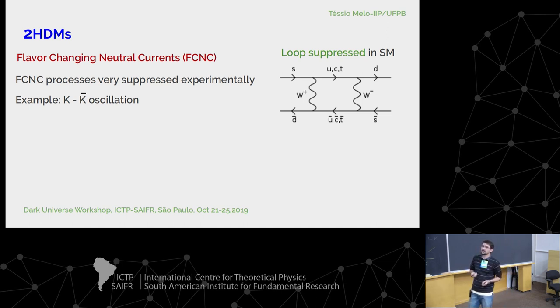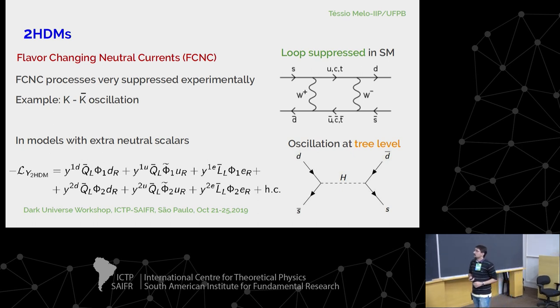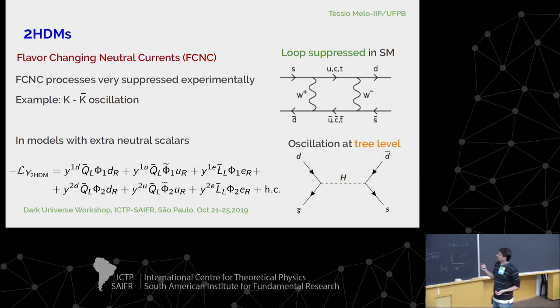One example of this process is the oscillation, the meson oscillation, K-K bar. Experimentally, it is known that the rates of this kind of processes are very suppressed. And in the standard model, it happens only at the loop level. But when you have extra neutral scalars, these processes can happen at tree level, because the doublets, in principle, couple to all of the fermions. And if this happens at tree level, you will be at risk of violating experimental constraints. So it's a problem. You have to avoid this somehow.